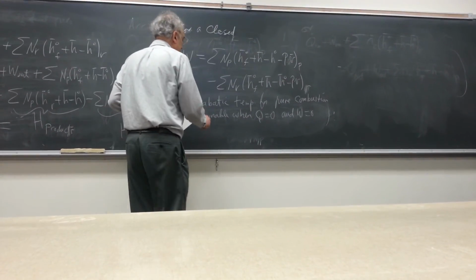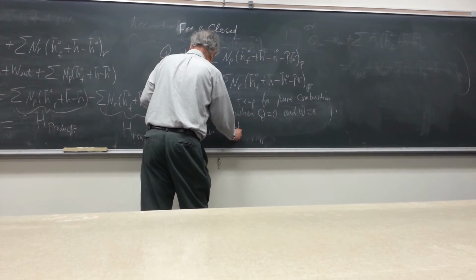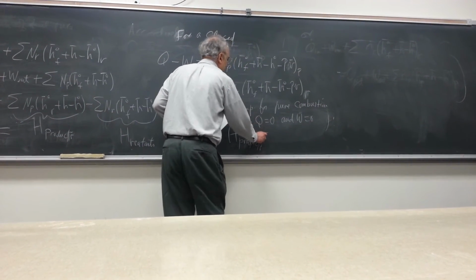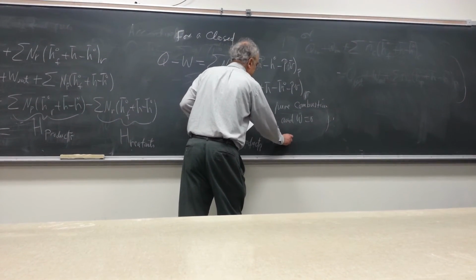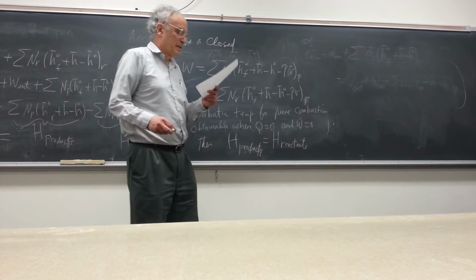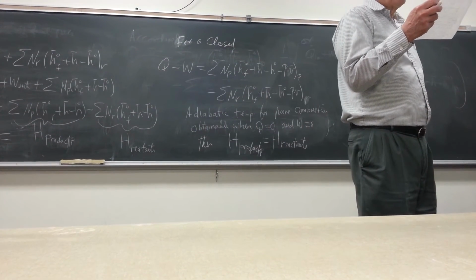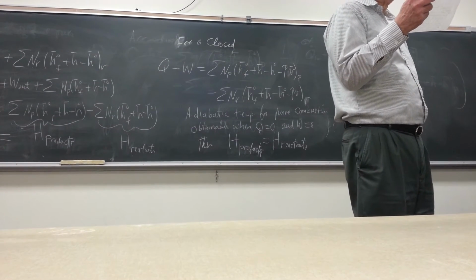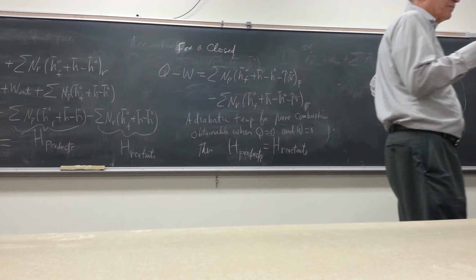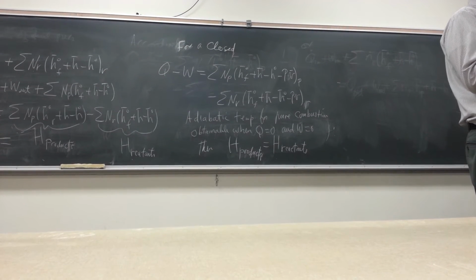Then that means we have H of the product must be equal to H of the reactant. I think this is what the book uses in Example 15.8. You see that?